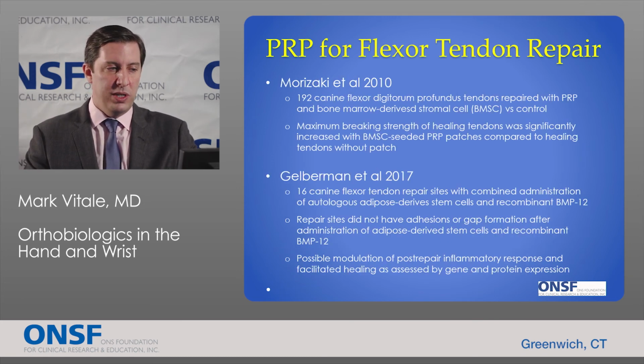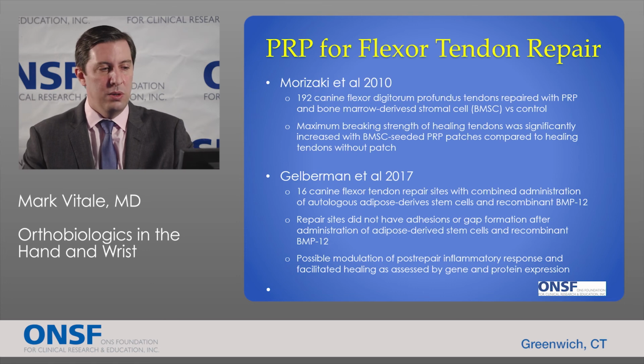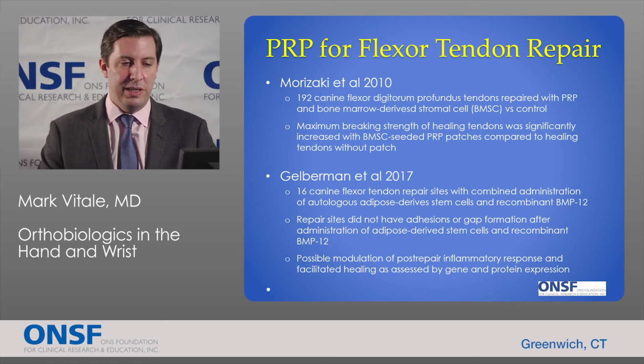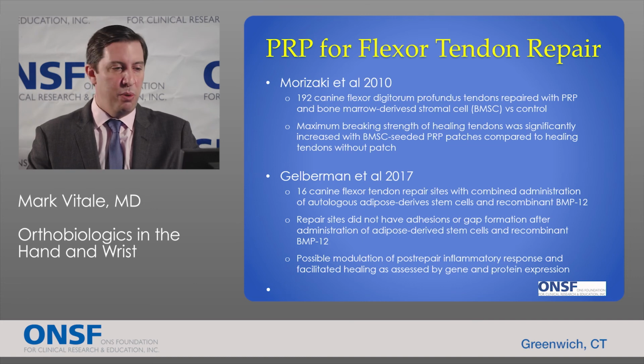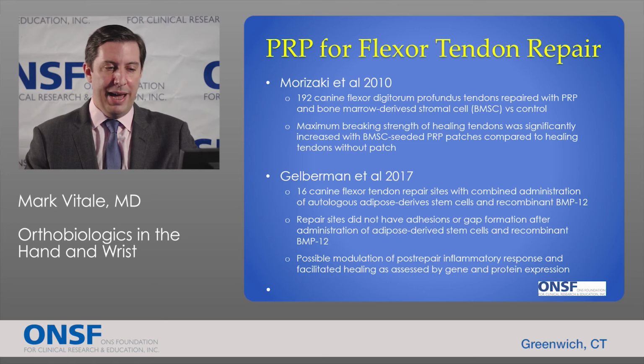Another study by Morizaki and colleagues in 2010 looked at a canine model, and this was a large study with 192 canine flexor digitorum profundus tendons repaired with a PRP preparation and bone marrow-derived stromal stem cells versus control. And they found that the maximum breaking strength of the healing tendons was significantly increased with the bone marrow stromal cell-seeded PRP patches compared to healing tendons without a patch.